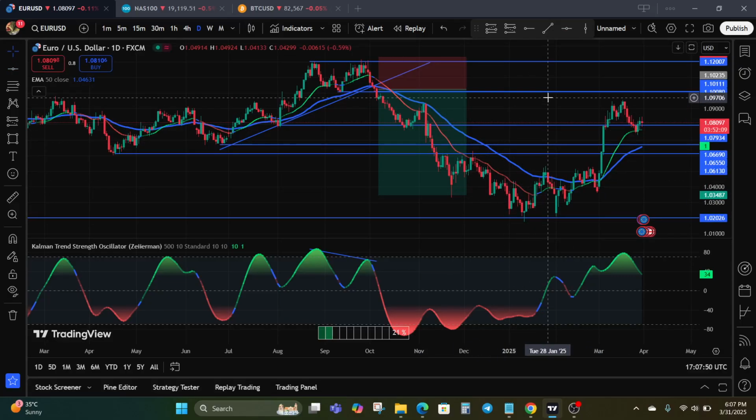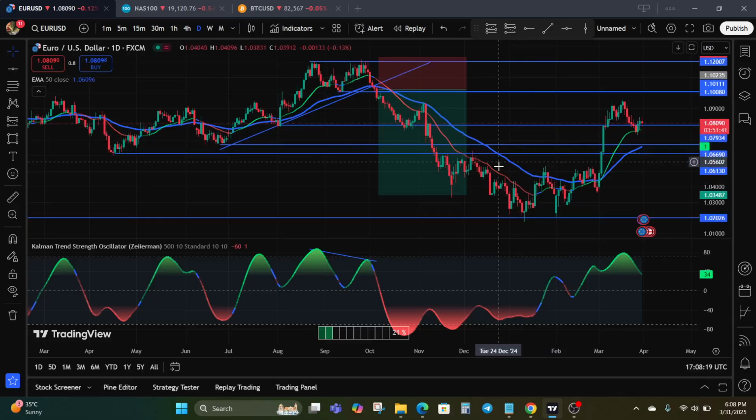No matter how strong an indicator is, risk management is key. So here's how to stay safe. You can set stop loss levels based on recent support and resistance.